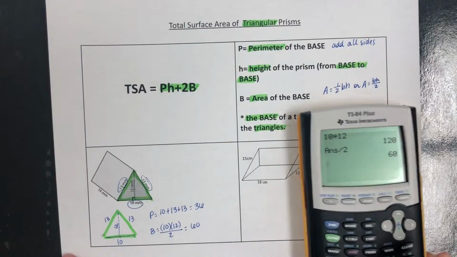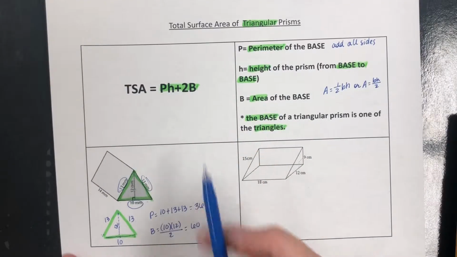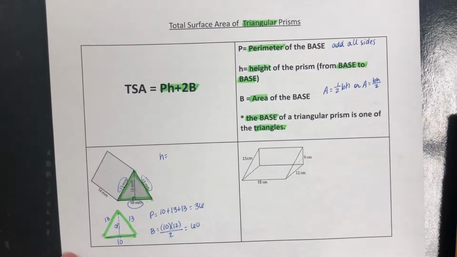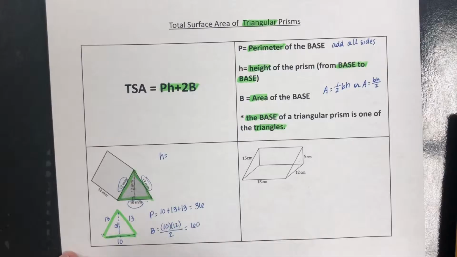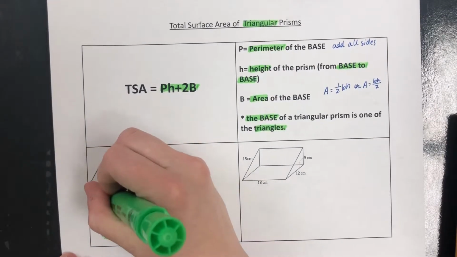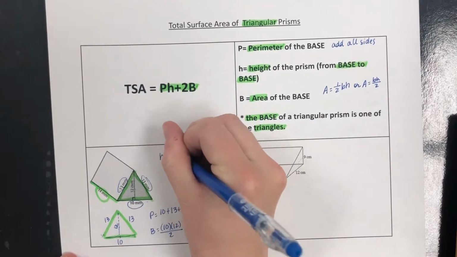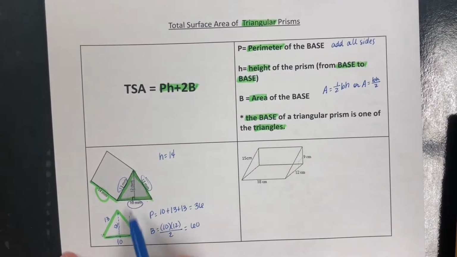And then the last piece of the formula, of course, is the height of the prism, h. So we'll refer back to the original image, and we'll look. What you're going to look for is from triangle to triangle, how tall this prism is. So from base to base, how tall it is. So it has to be this piece right here, 14. Notice, it's also the number we haven't used yet. We've used all these other numbers here. Whenever we found P, we found all the sides of the triangle. When we found B, we used the base and the height of the triangle. 14 is the only one we haven't used yet.